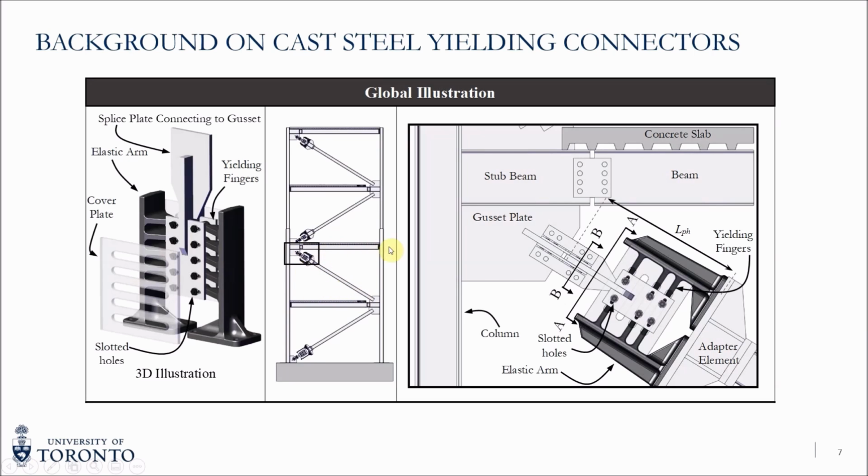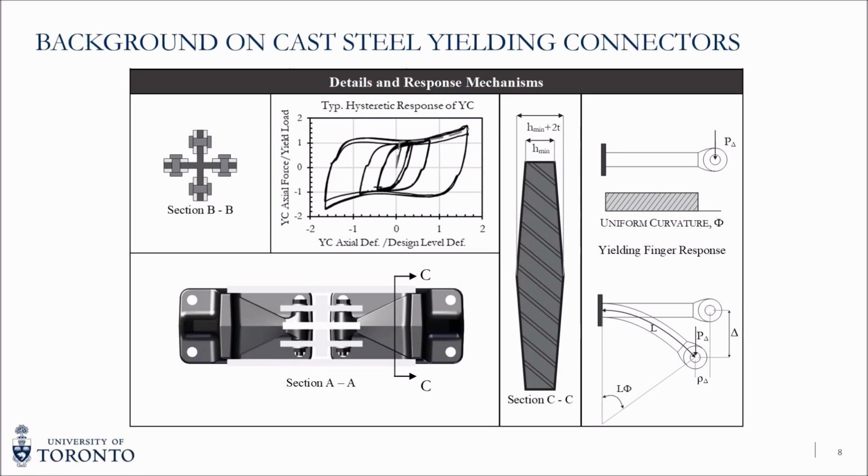So as the frame deforms laterally, these parts that are referred to as the fingers or yielding fingers would bend back and forth and would dissipate the seismic energy. Also, the fingers have a triangular shape, and that means that they would have a uniform curvature and would have simultaneous yielding. Because of geometric nonlinearities, the yielding connectors develop an increased post-yield stiffness at large deformations.